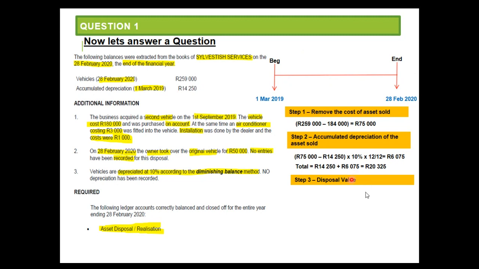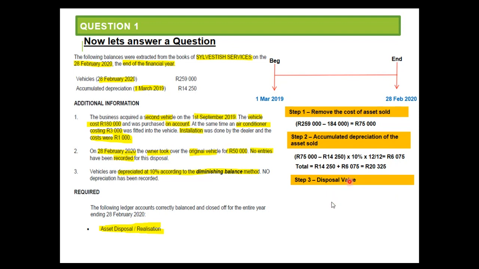Remember, I said the asset can be disposed in various ways. In my case here, I dispose this asset in the form of an owner taking over the asset as his own. So it means the account that I'm going to use here is going to be drawings. Okay? If the asset is sold for cash, the account will be bank. If the asset was sold on credit, the account will be debtors control.